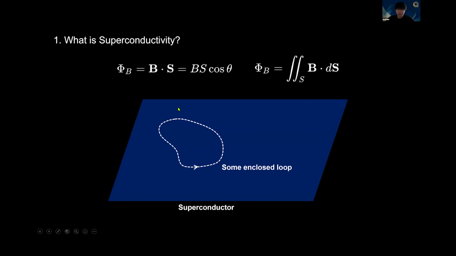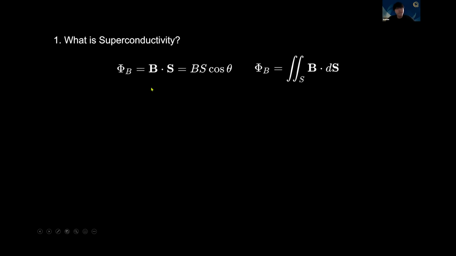As you might know, magnetic flux is just the magnetic field, here denoted as B, going through a certain area S. So it's B dot S. It's sort of the total magnetic field across some area, right? More generally, of course, you can express this as an integral of B dot dS.